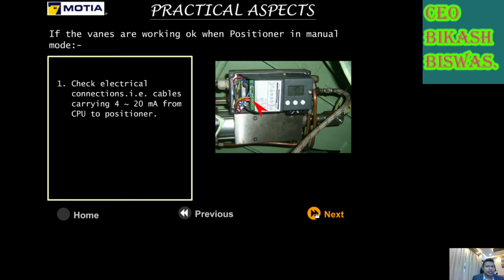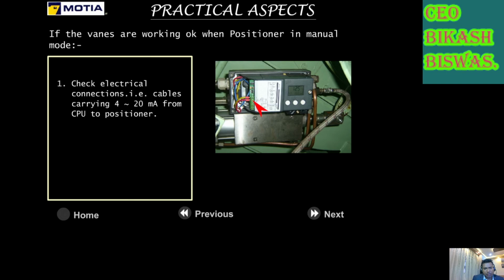If the vanes are working okay when the positioner is in manual mode, everything is okay, then we have to check the electrical signal. Check the electrical connection, that is the cable carrying 4 to 20 milliamps from the CPU to the positioner. Sometimes this gets loosened up due to vibration and the correct signal is not received. Sometimes it is going, sometimes it is not going, and we have faced enough problems like this.